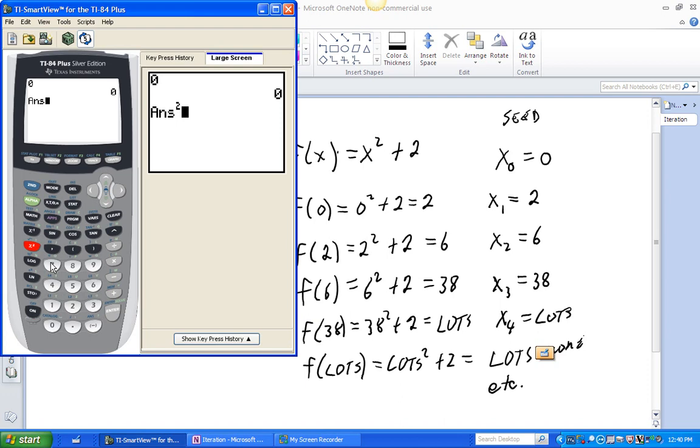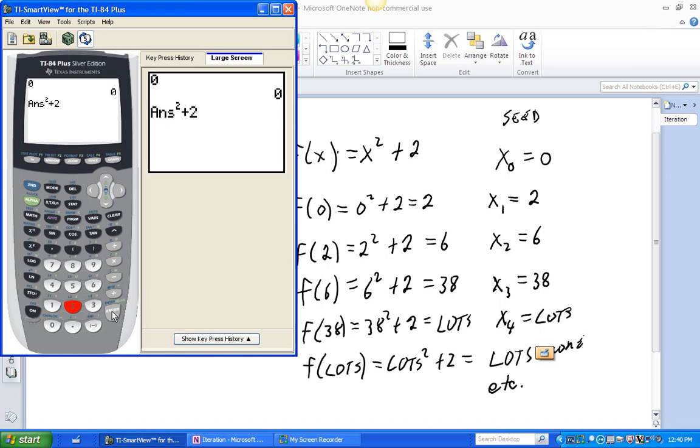answer squared plus 2. Now we don't put x, we put answer because we just got the answer of 0, and every time we hit enter we're going to get an answer. And then we'll plug back into this equation. So this, using answer instead of a variable, allows you to iterate. So let's do that now.